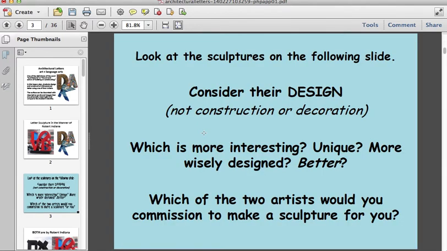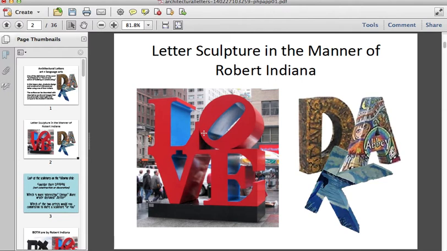The work that we are doing is inspired by the letter sculpture of Robert Indiana. Many of us who have lived or were born and raised in Philadelphia are familiar with the Love statue, which is down in Love Park, which is at 15th and JFK. And this is a world-renowned sculpture created by Robert Indiana.